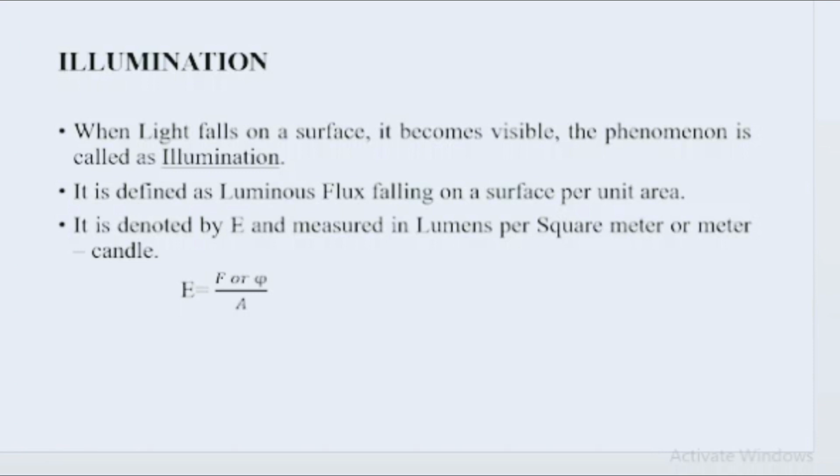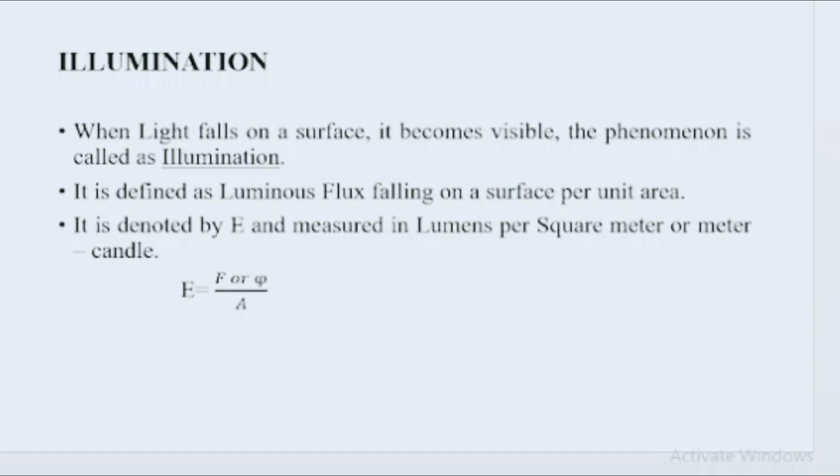So illumination can be defined as luminous flux falling on a surface per unit area. Okay, per unit area. If we consider one building, we have square feet areas, right? So per unit area, how much light is falling? That is defined as luminous flux falling on the surface per unit area. It is denoted basically by E, and its measure is lumen per square meter. Area will be measured in meters or centimeters, whereas flux is measured in lumens. Hence E equals F by A, that is lumen per square meter.